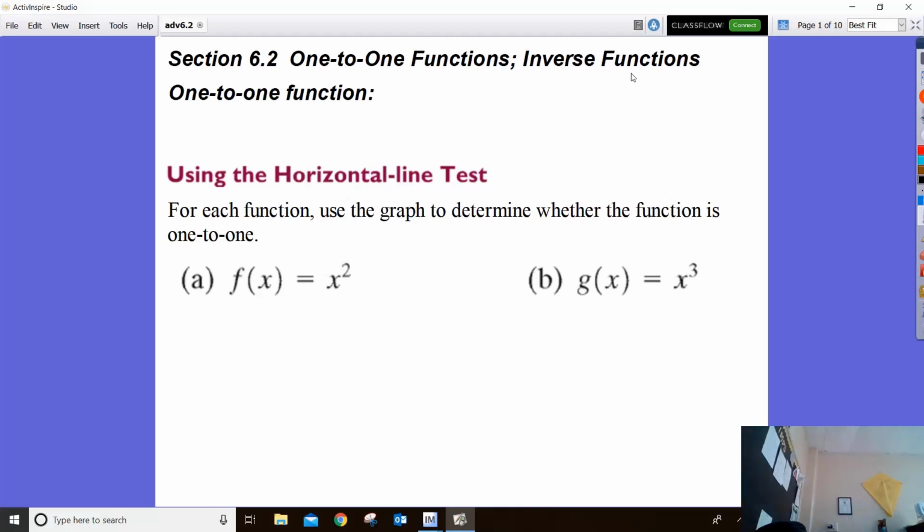This one, not bad, last one. This is 6.2. 6.2 is one-to-one functions and inverse functions. You know, we don't spend a lot of time talking about definitions of things in classes. Anybody know what a one-to-one function is? What's that? Every x has one y.